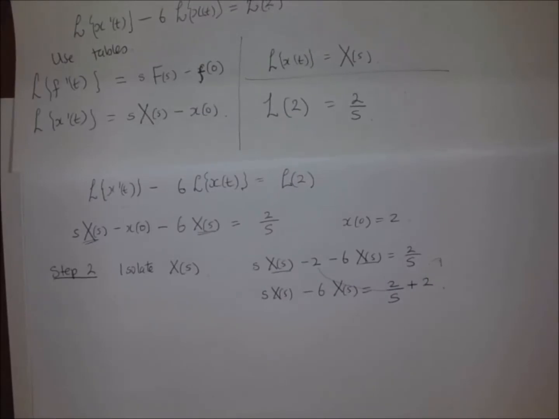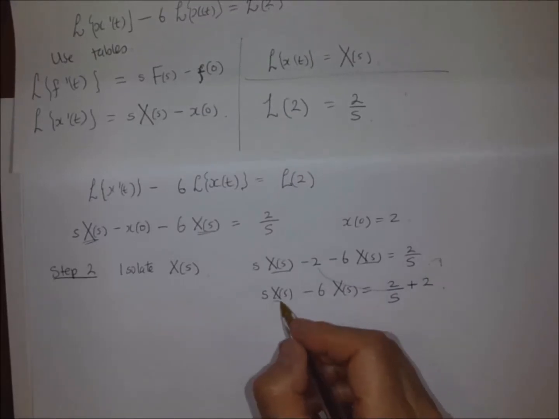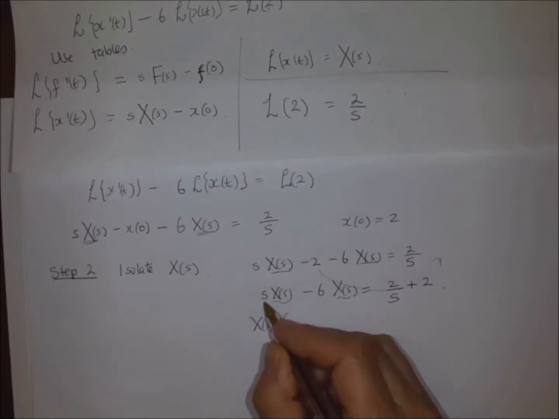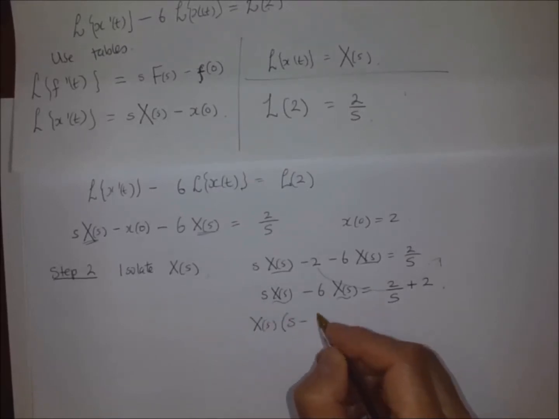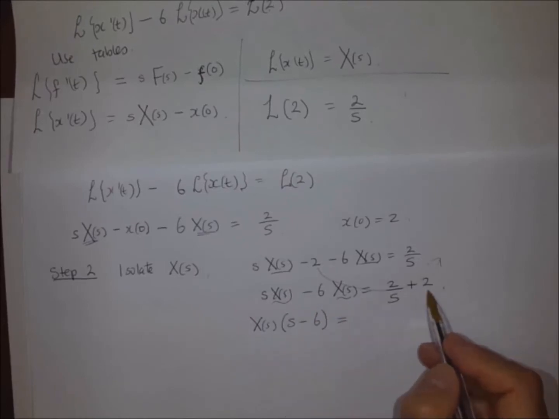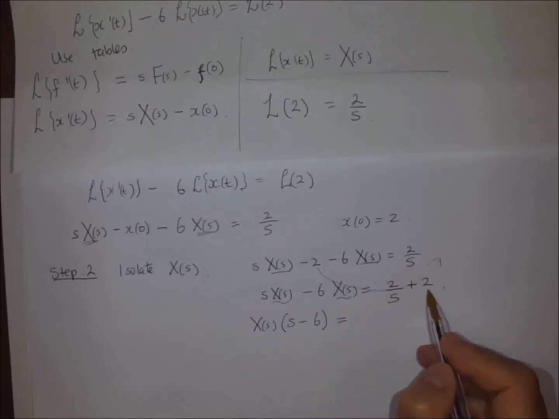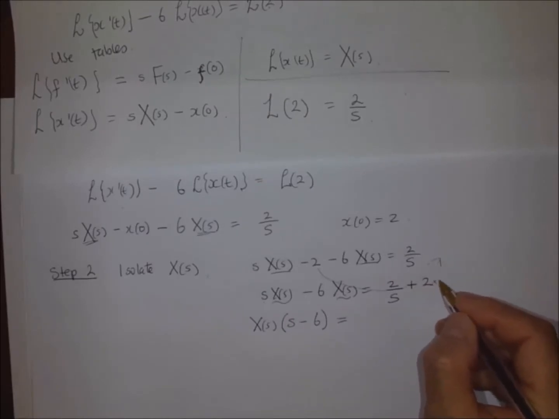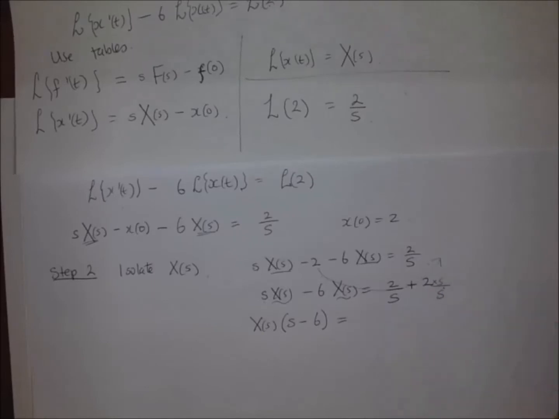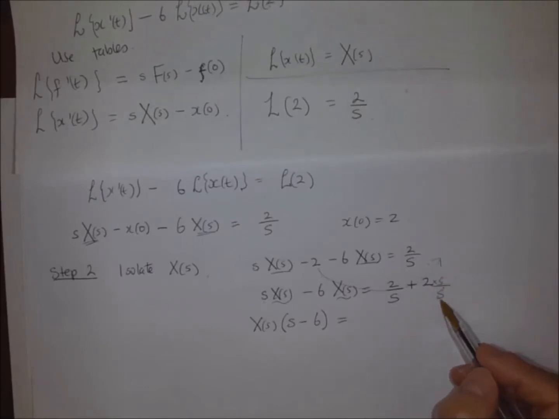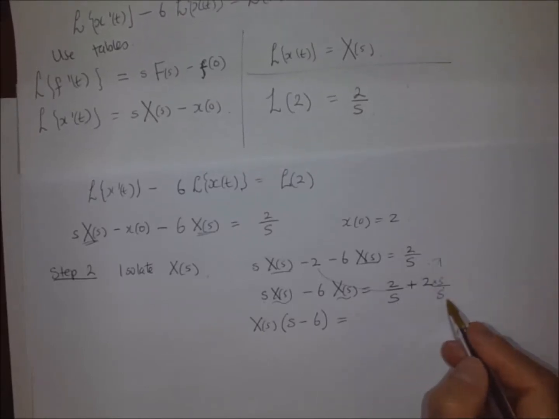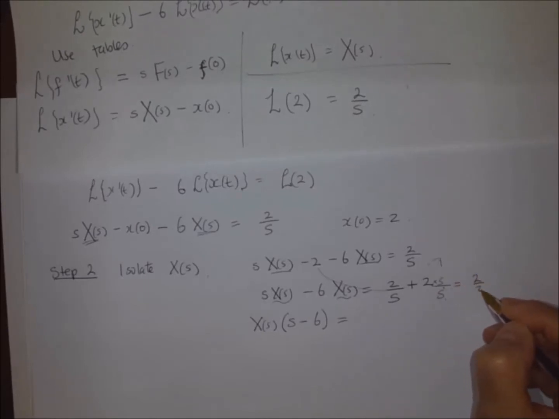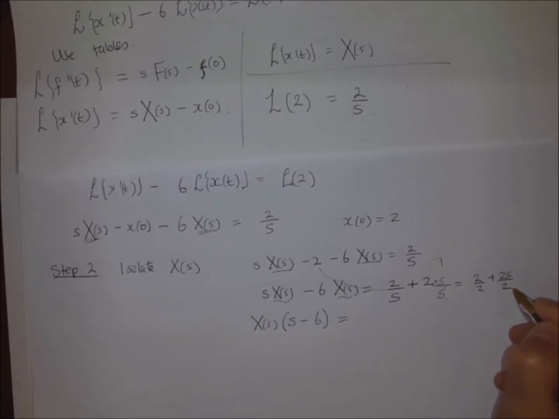Right. So we take the X of s out of these two, it's a common factor. X of s out, and we're left with s minus 6 equals, for this side here we should get a common denominator, and we could get s as a common denominator. If we multiply this 2 by s above and s below the line, really we haven't changed it because s over s is 1, but we still have a common denominator now. So that now becomes 2 over s plus 2s over s.